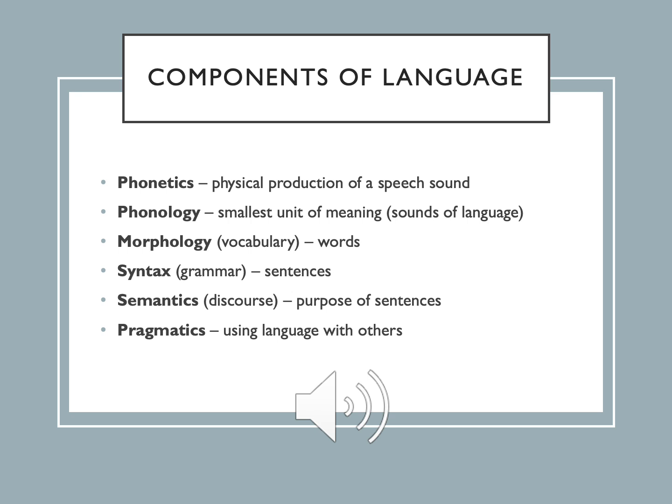And then we have semantics, which is our discourse. So this is the purpose of our sentences. So what is the actual meaning behind them? So having an understanding that when I say the word cat, I know what a cat is, what it means. So if I say the cat is walking or the cat is eating, I have an understanding of that reference.